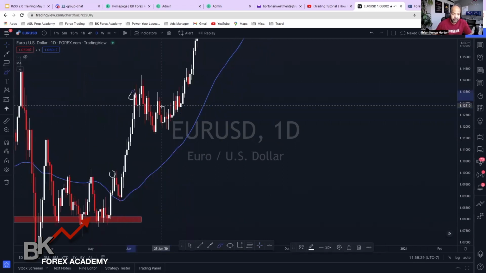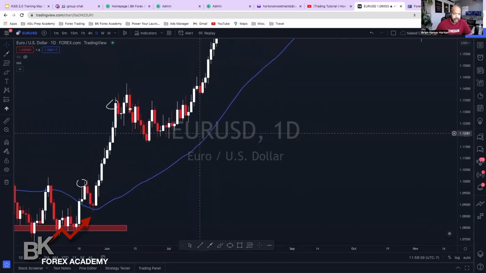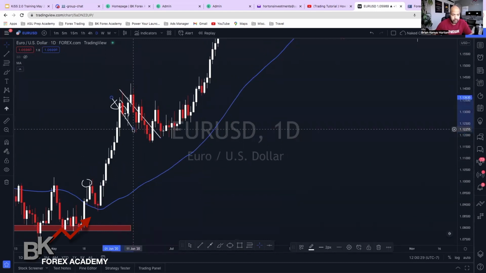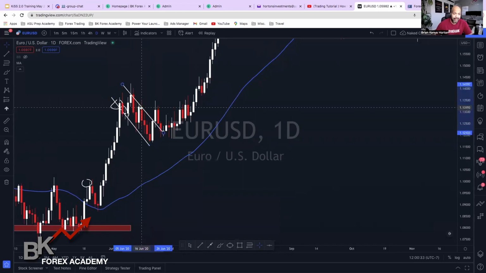Okay, let's spread this out just a bit. Here's our next swing high. So here's our first swing high. It came down, it's still above the MA. It shot up and then it started to pull down. Here's our pattern right here. All right, so here's my flag here.